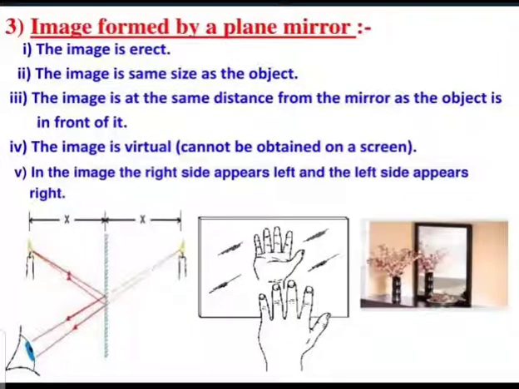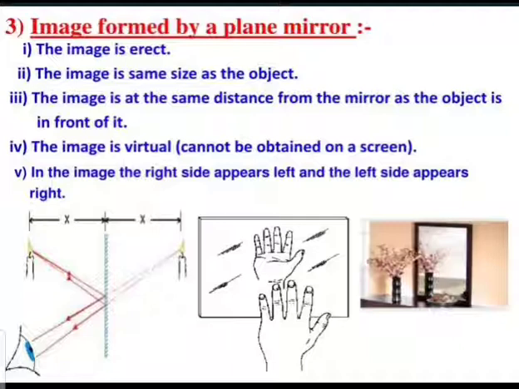Image formed by a plane mirror. So what are the characteristics of the image formed by the plane mirror? The image is erect. It will always be erect. The image is of the same size as the object. The image is at the same distance from the mirror as the object in front of it. The distance of the image from the mirror will be the same as that of the object.